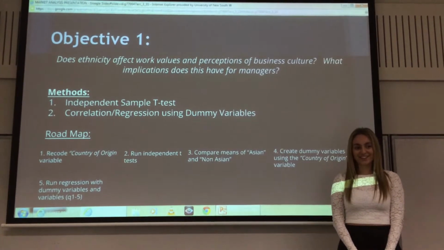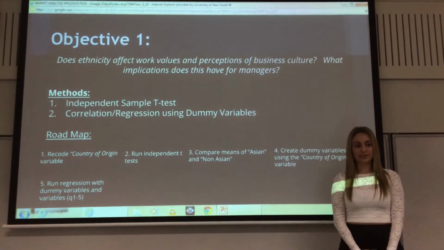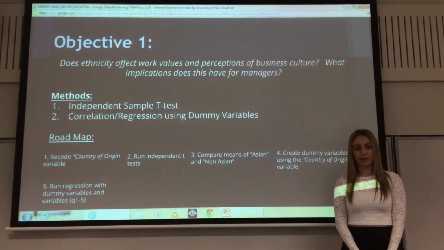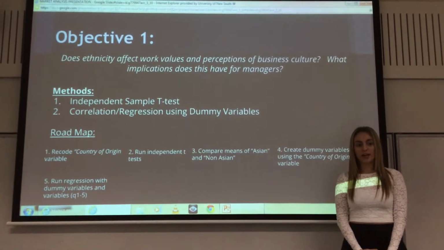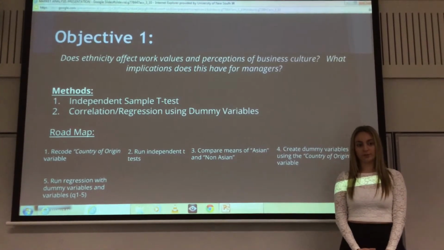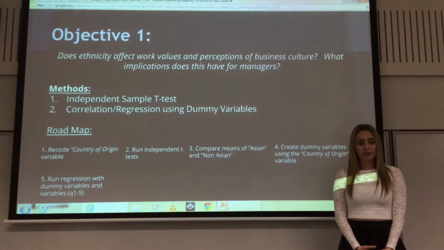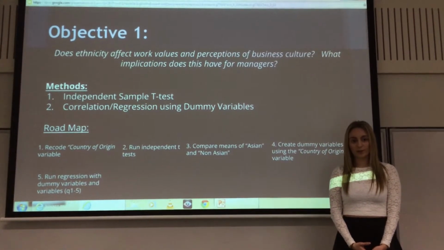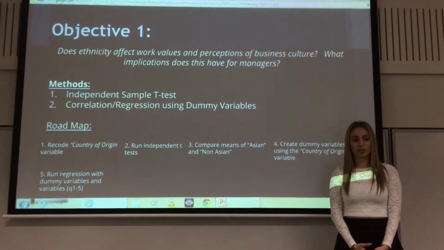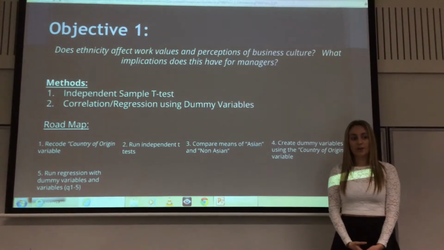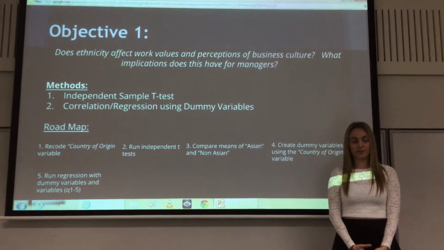Our methods to achieve this include running an independent samples t-test for each of the dependent variables, that is, question 1 to question 5, and running a regression using dummy variables of Asian and non-Asian. The reason of running these tests is to see what kind of work values and aspects of organisational structure are valued in different ethnicities, and more importantly, how much they value each of these variables.